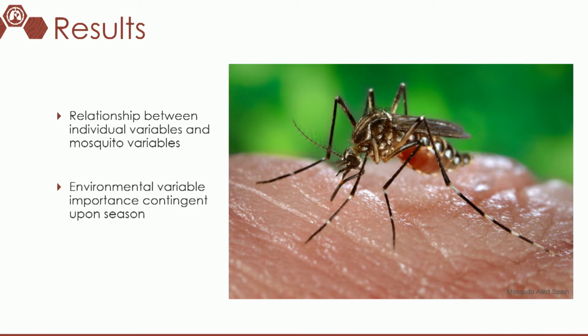Elevation was also an important factor concerning mosquito presence. However, elevation values were inversely correlated with presence points. Finally, the distribution of the environmental variables' importance changed based on the season. For instance, elevation was important during winter months, while summer months saw a more even distribution of variable importance.